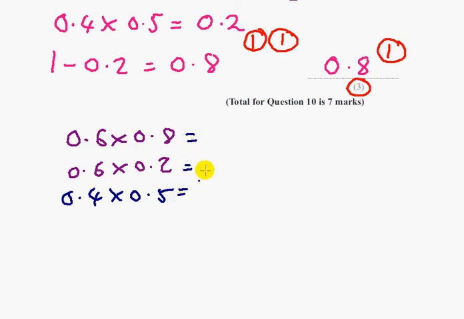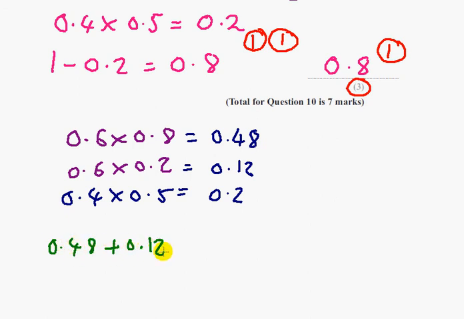So this is 0.48, and we want to add to it 0.12 and 0.2. So let's add those together. So 0.48, add 0.12, add 0.2, and that gives us 0.8. And that's it.